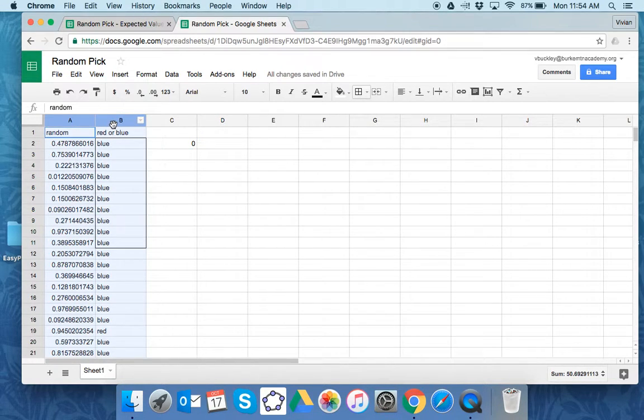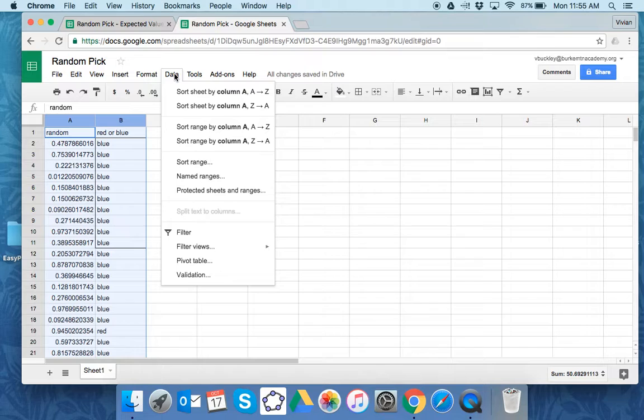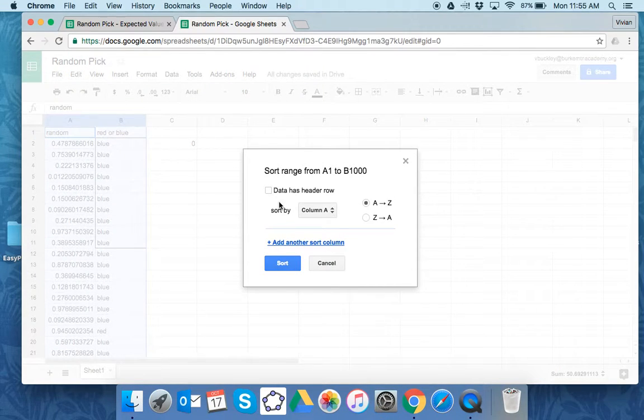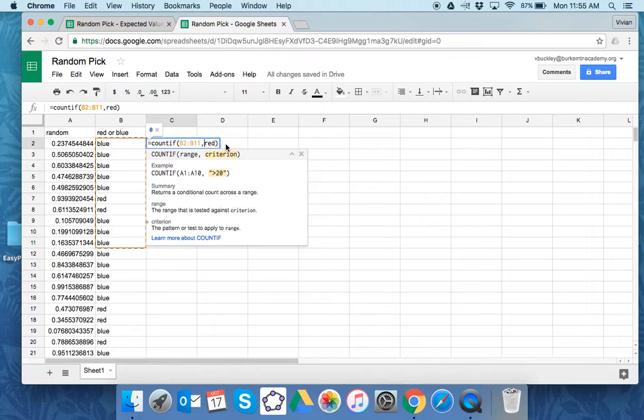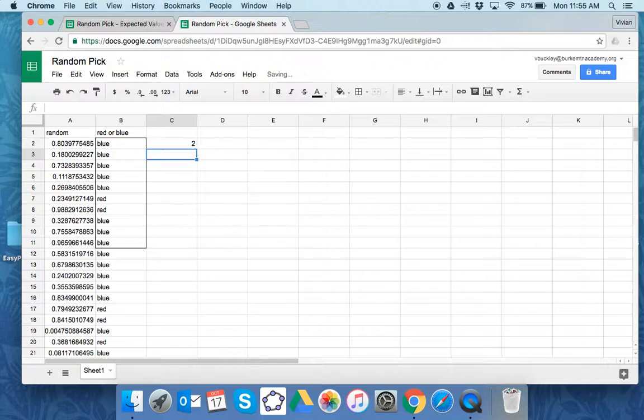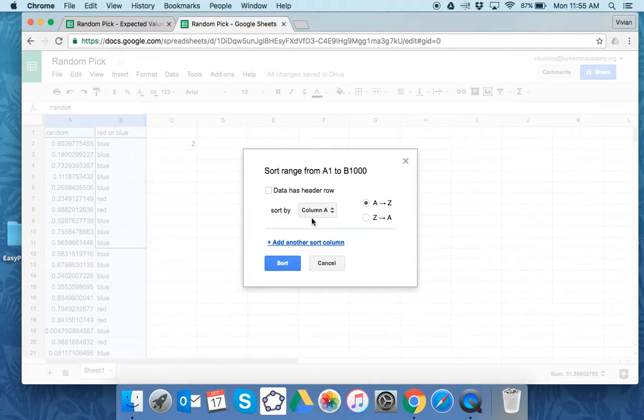So I want to do a random sort again. So Data, Sort range, again, tell it there's a header. Now some of you might know a quicker way to do this. B2 to B11, this should be telling me, oops, this needs to be in quotes, my bad. There's 2.